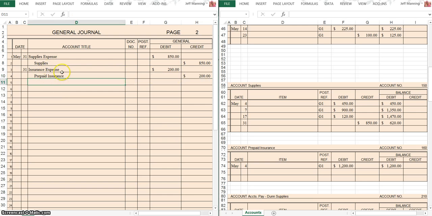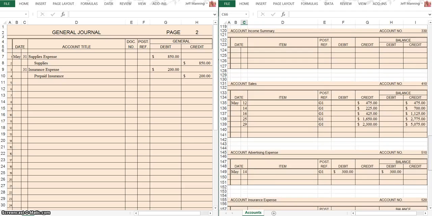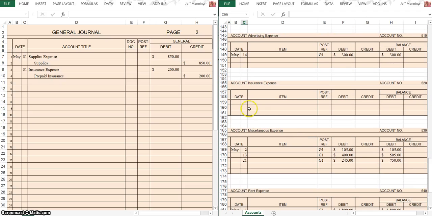Now that I've recorded both of these transactions in my general journal, I am going to also record them into my ledger to make sure that my accounts have the correct balance. So I'm going to go down to my insurance expense. It's my very first transaction, so I need to put the month, May 31st, debit $200. And since I did not have a previous transaction, that is also my balance, $200.